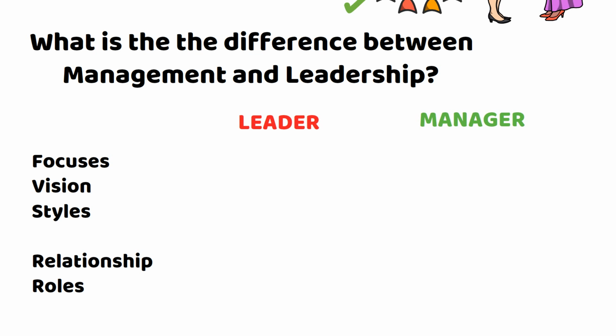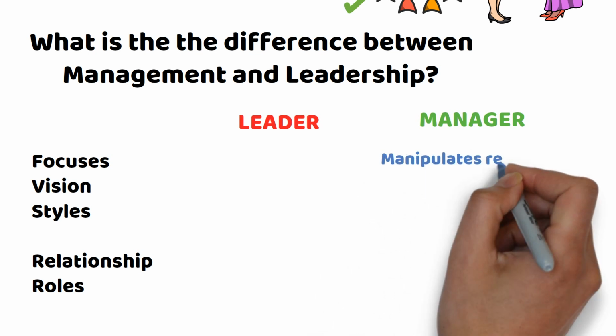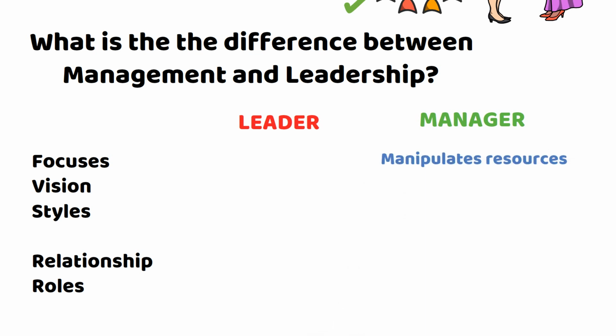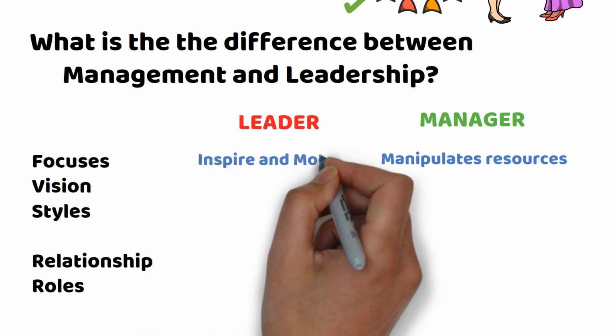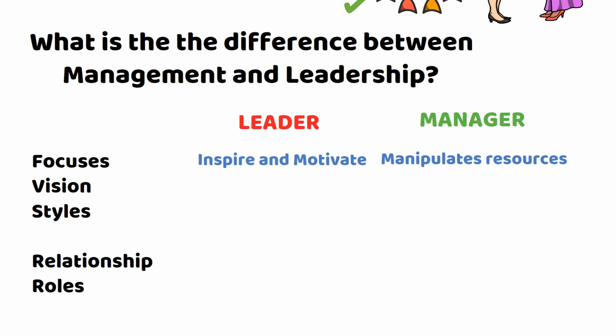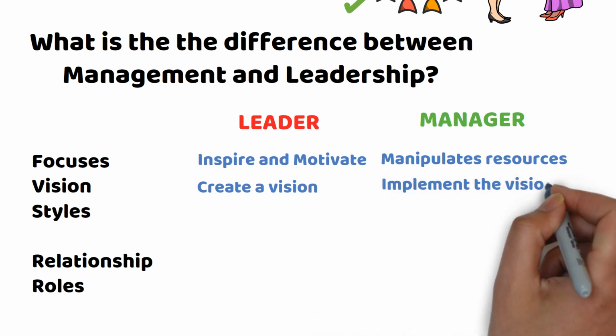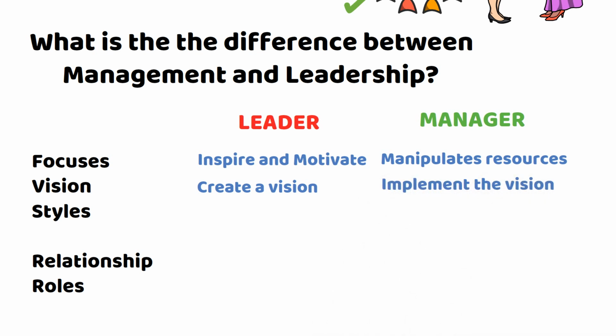To be very straightforward, the key difference is that a manager manipulates resources by planning, organizing, and controlling to achieve a given goal or objective, while a leader appeals to the human side of employees to generate creativity and motivation. They inspire and motivate people to achieve a common goal. Leaders create a vision for the future of the organization and inspire people to work towards that vision. And managers implement the vision and make sure that work is being done efficiently.